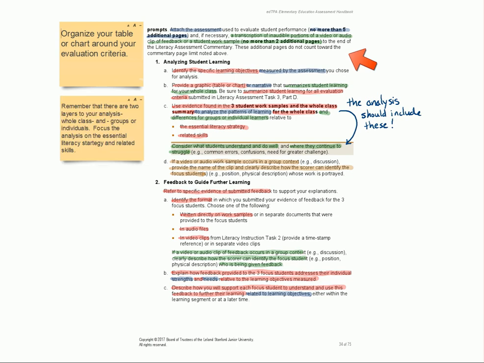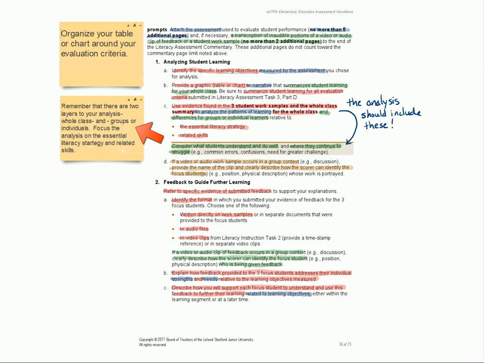So you want to remember that there are 2 layers to your analysis. The default would be to talk about your whole class. Whole class is great, but you also need to talk about groups or individuals. So make sure you note that. Your analysis should talk about whole class patterns, but then groups or individuals.